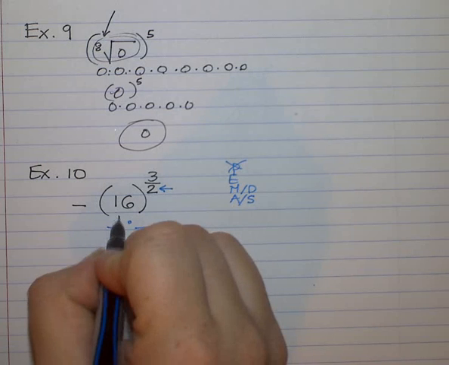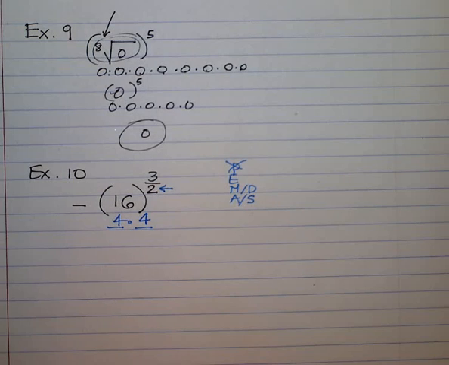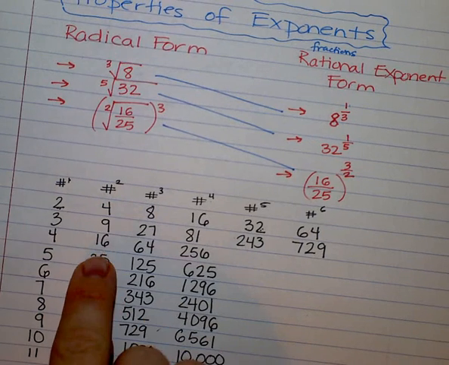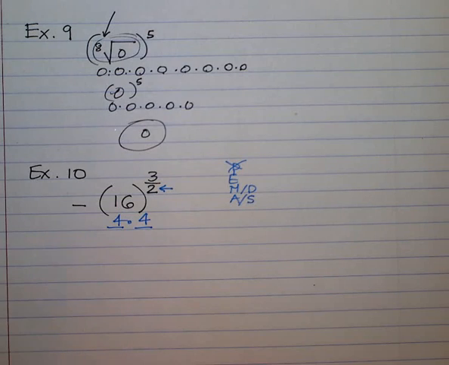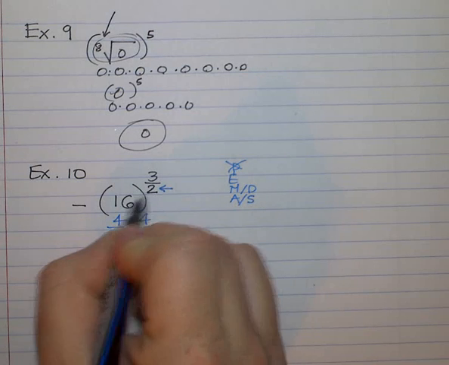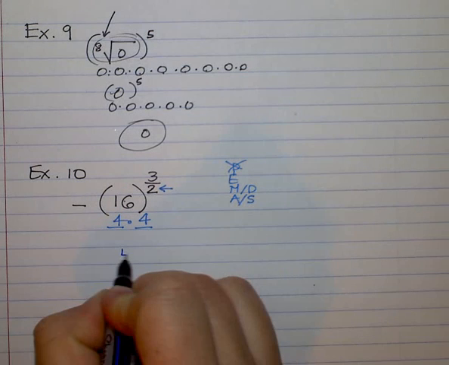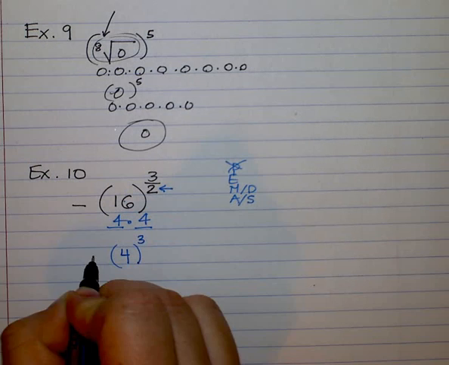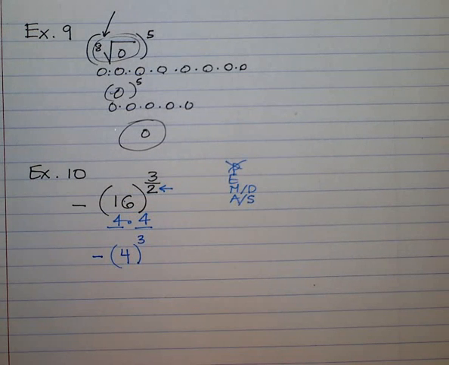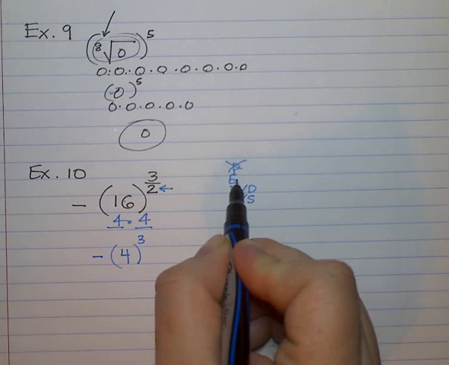The answer is 4. If you're a little unsure of that, you can go to the second column, find 16. 16 corresponds with 4. So I've applied the 2 to this problem, and I now have 4 on the inside. Bring the 3 down and the negative from outside. The second step is we still have exponents to take care of.